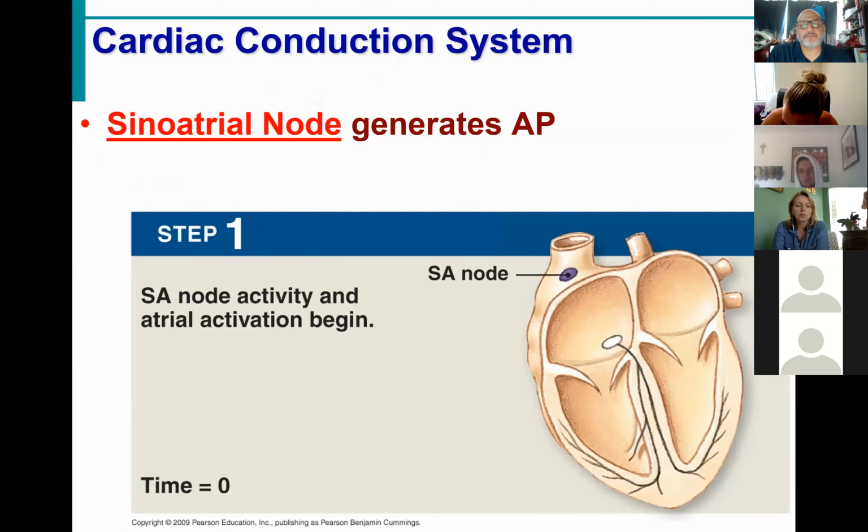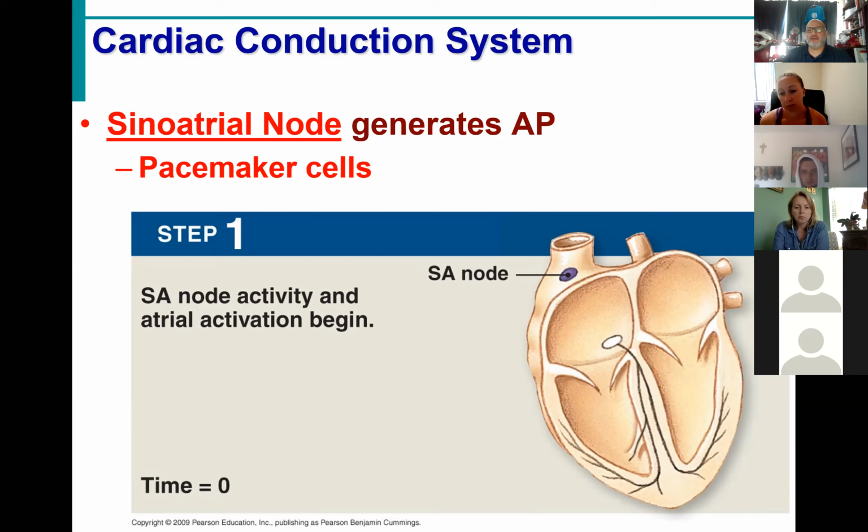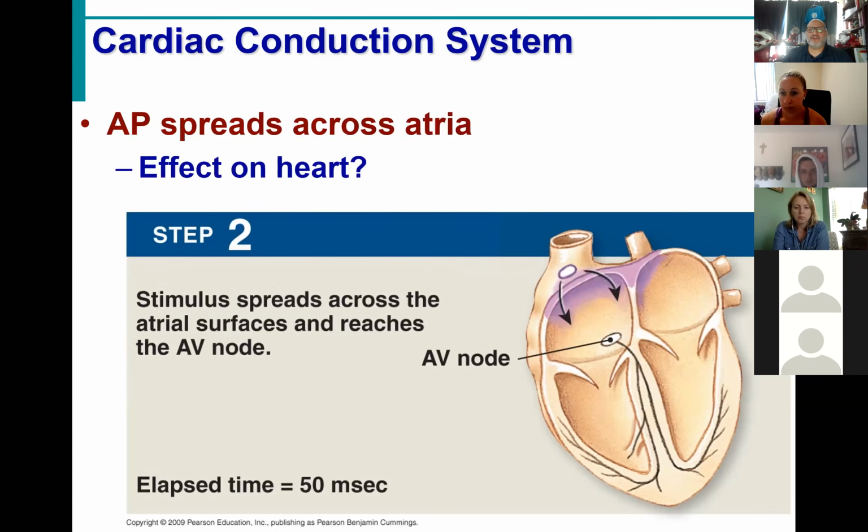All right. So let's do this again. Here in the armpit, we have our sinoatrial node. Again, it generates the first action potential. It's the pacemaker cells. And when it produces that action potential, it spreads along all of these contractile cells of the atria. As it spreads all across the contractile cells of the atria, what happens?